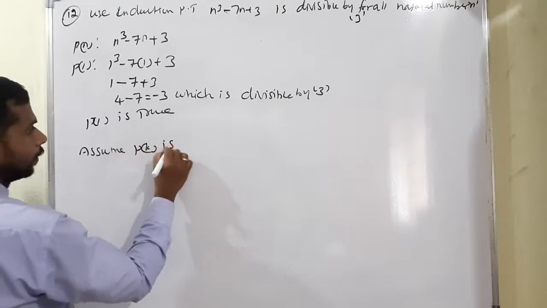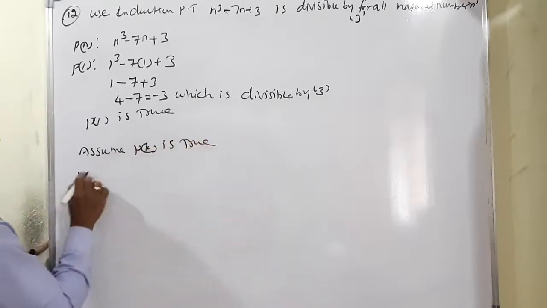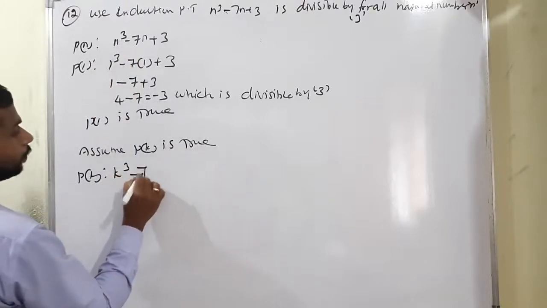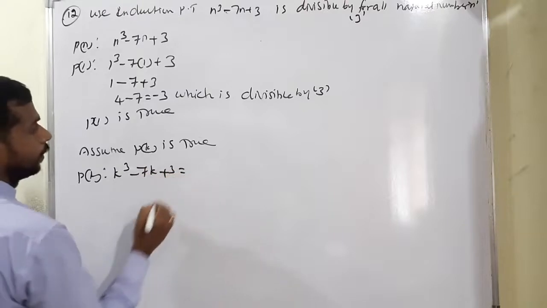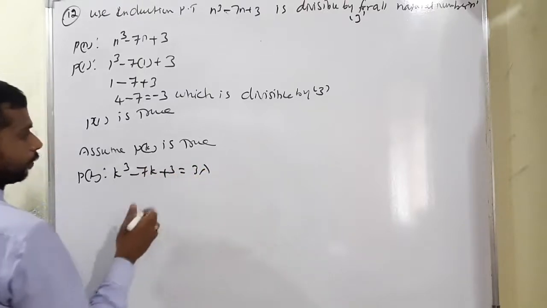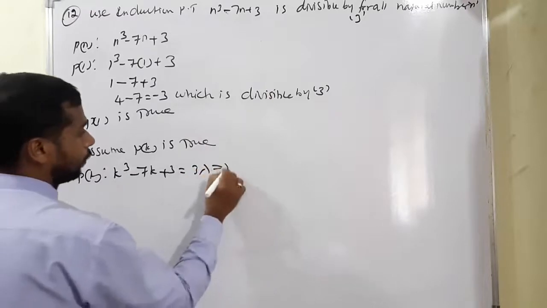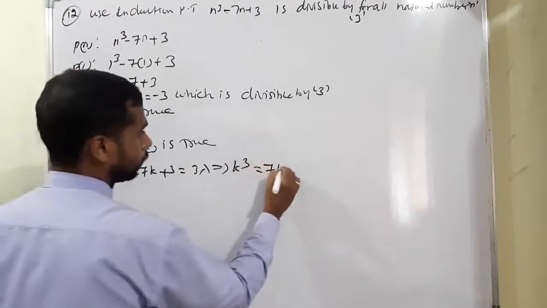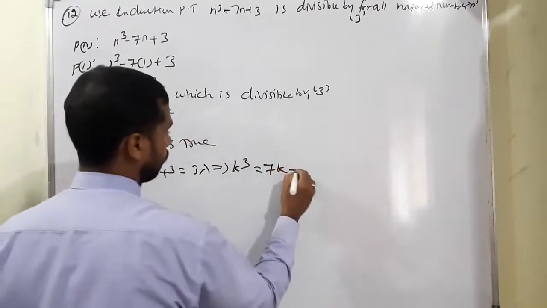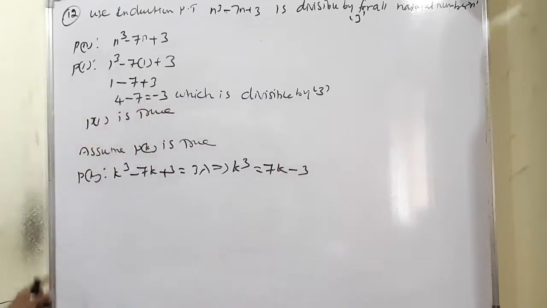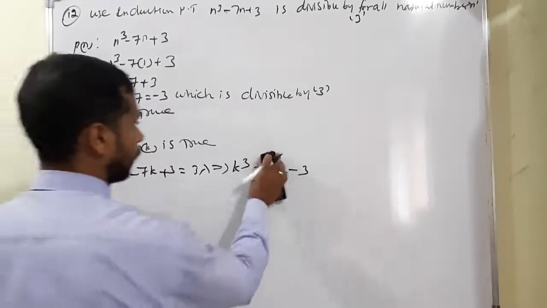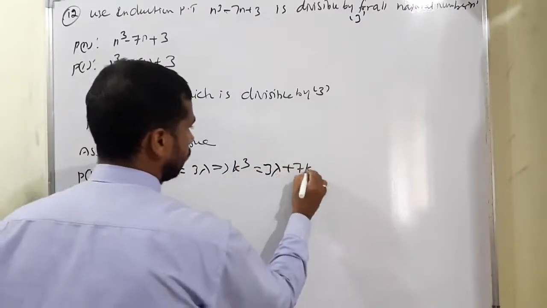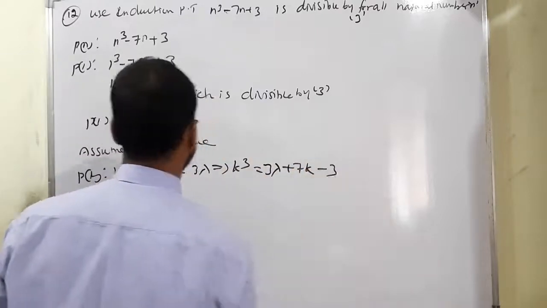Assume P of k is true. So P of k is true means, instead of n cube we can write k cube minus 7k plus 3 is equal to, what is the meaning? 3 lambda, 3 into some constant, because it is divisible by 3. Therefore k cube is equal to minus 7k, bring to the opposite side means positive 7k, plus 3 bring to the opposite side means minus 3. Already 3 lambda is there, isn't it? Therefore we can write it as 3 lambda minus 7k means positive 7k, plus 3 means minus 3.